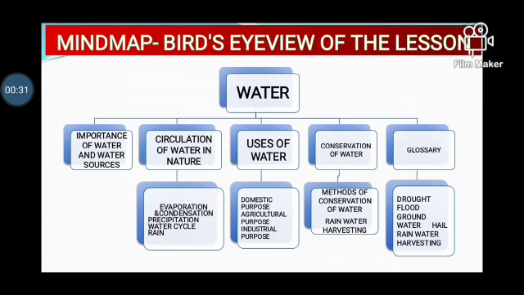So this is the mind map. Water: importance of water and water sources. Circulation of water in nature: evaporation and condensation, precipitation, water cycle and rain.